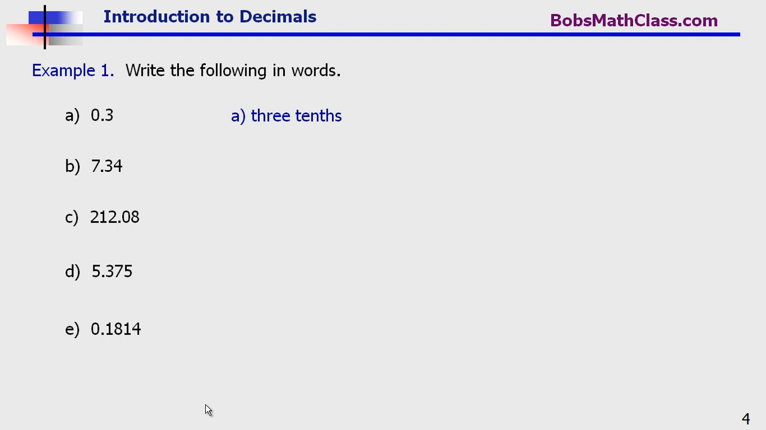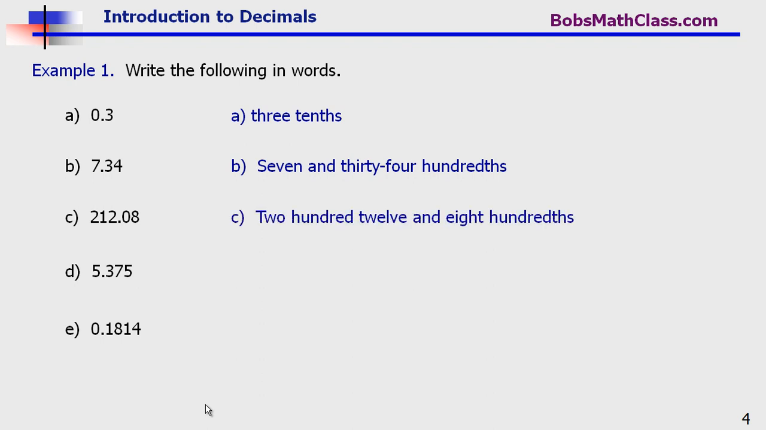Okay, part B. This one does need the and because it has a whole number in front. This will be 7 and 34 hundredths. 7 and 34 hundredths. Okay, C. The number in front of the decimal is 212. So 212 and the number after the decimal is just 8. And then what place is the 8 in? Hundredths. So 212 and 8 hundredths.